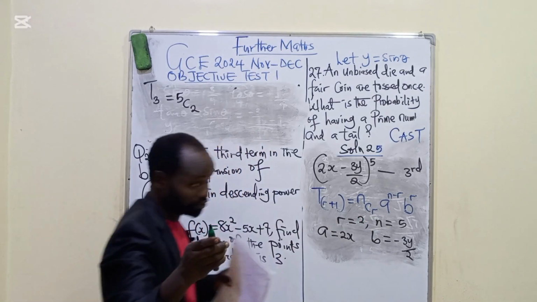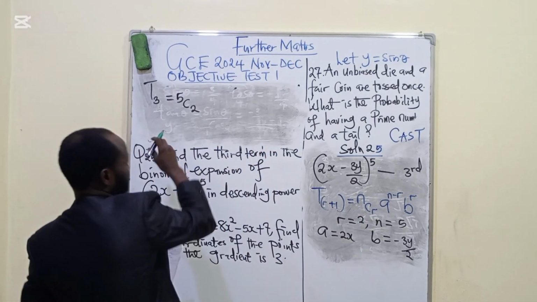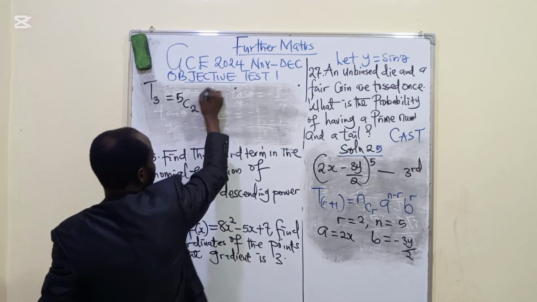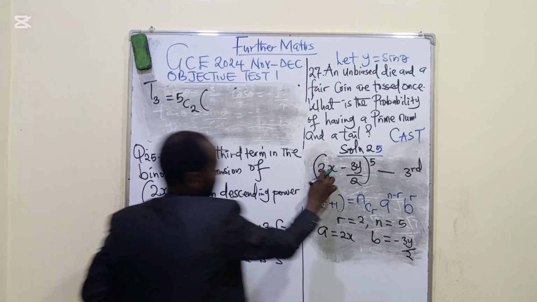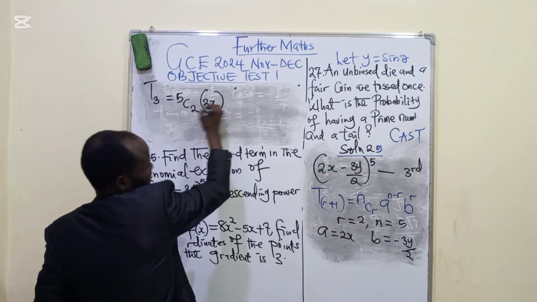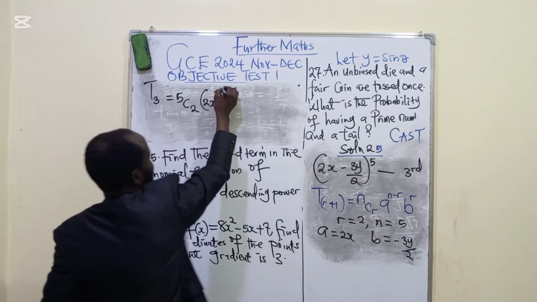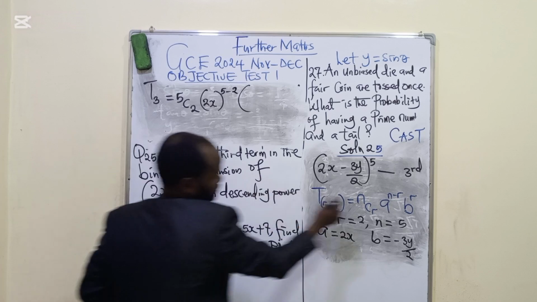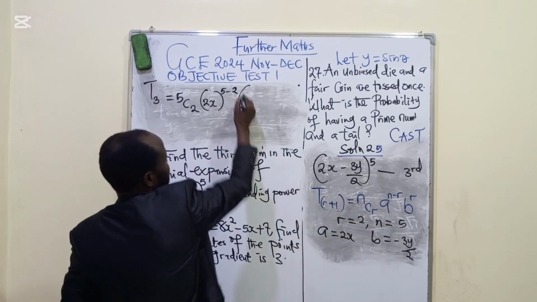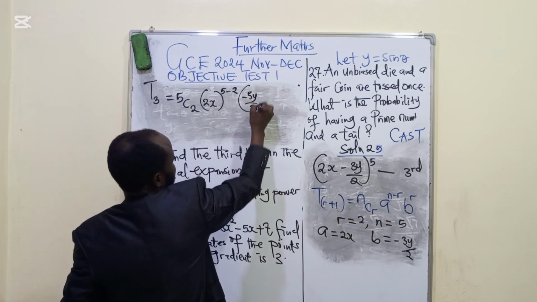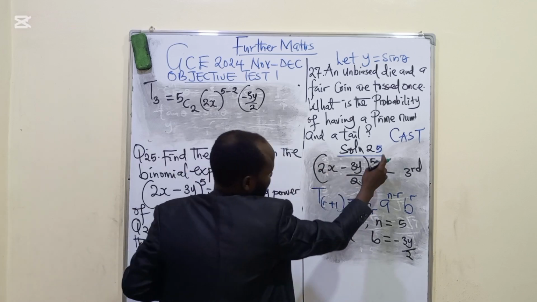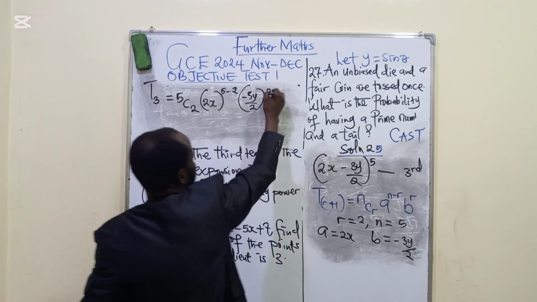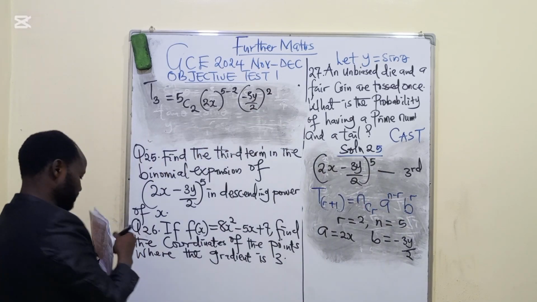That is why our r is 2. Very important. So it will be 5 combination 2, bracket open. Our a, which is the first term, is 2x power n, which is 5, minus the r, which is 2, bracket open. Our second term now is minus 3y divided by 2 power r, which is 2. So let's simplify this and see.